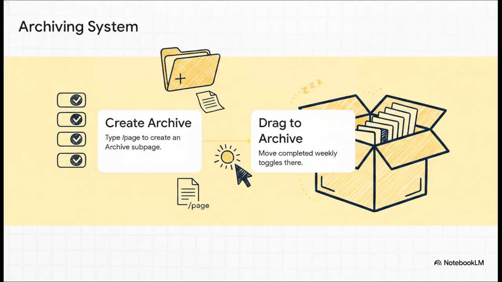But wait, what do we do with the old weeks? Well, at the very bottom of your dashboard, just type /page to create a simple subpage and name it Archive. Now when Sunday is totally over, you just collapse your finished weekly toggle and drag it straight into the archive page. It's totally out of sight, meaning your main dashboard stays crystal clear, but your entire history of completed tasks is saved safely and is always just one click away.